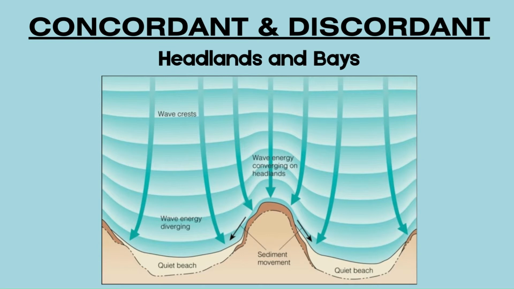In the diagram, we can see how wave energy behaves around these features. Wave energy converges on the headlands, meaning it's more concentrated and powerful there. This leads to intense erosion, which can form features like cliffs, caves, and arches. Meanwhile, wave energy diverges in the bays, making the energy weaker. This creates calmer conditions, where sediment is deposited, forming quiet beaches. Over time, sediment is moved from the headlands into the bays, further shaping the coastline. So in short, headlands are eroded, bays are sheltered, and the coastline becomes more irregular due to differential erosion.